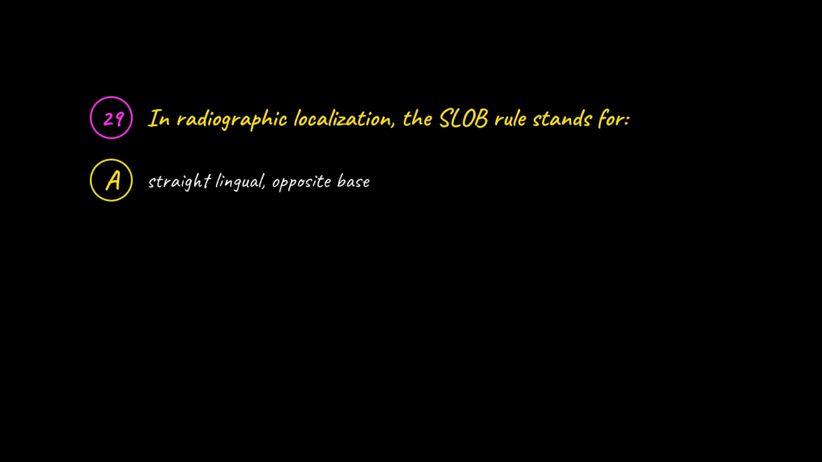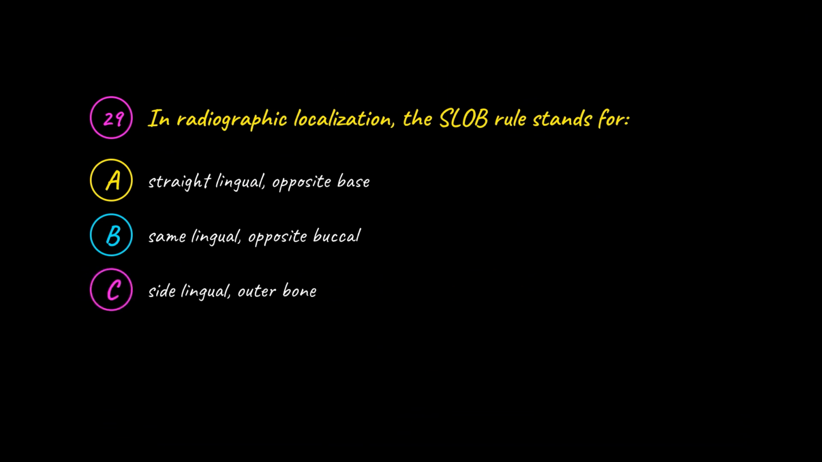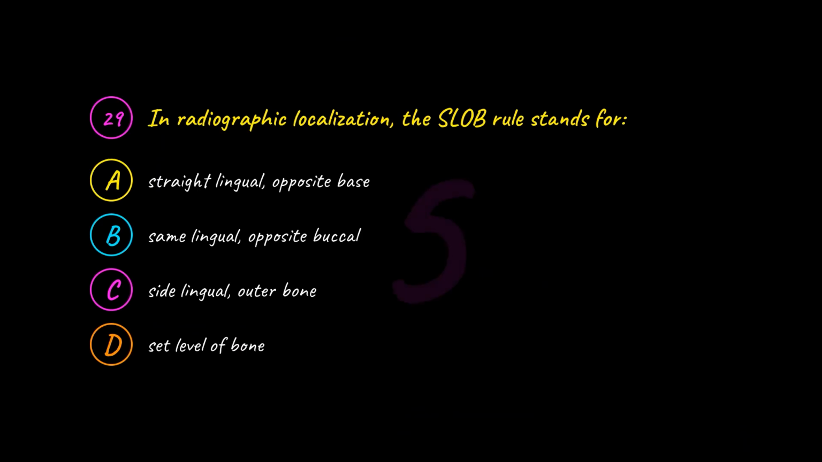Question 29. In radiographic localization, the SLOB rule stands for. Your options are A. Straight lingual, opposite base. B. Same lingual, opposite buccal. C. Side lingual, outer bone. D. Set level of bone. Pick one. Trust your gut. Here's your chance to test yourself.